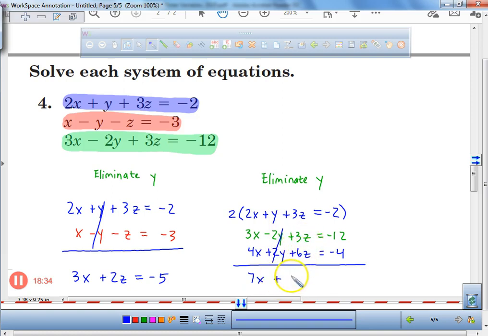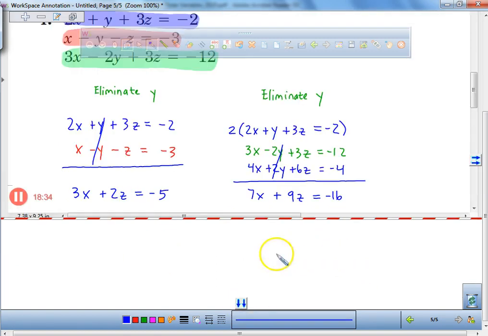3z plus 6z is a total of 9z. -12, -4 gets me a total of -16. There we go. So now we have, how many variables do we have now? 2. So just write them right over the top. 3x plus 2z equals -5. 7x plus 9z equals -16.